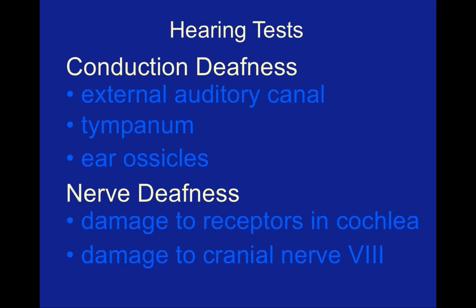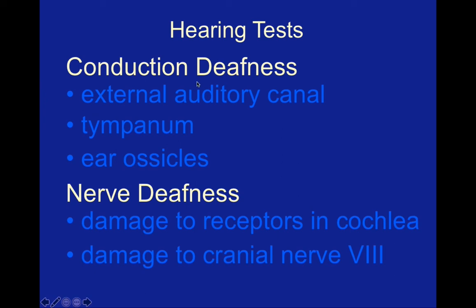Now, in terms of the different ways that we can assess hearing, we have 3 different hearing tests that we're going to discuss throughout the course of this presentation. Deafness refers to a lack of hearing, and there are in fact 2 different types of deafness based on what is causing the inability of audition. We have conduction deafness and we have nerve deafness.